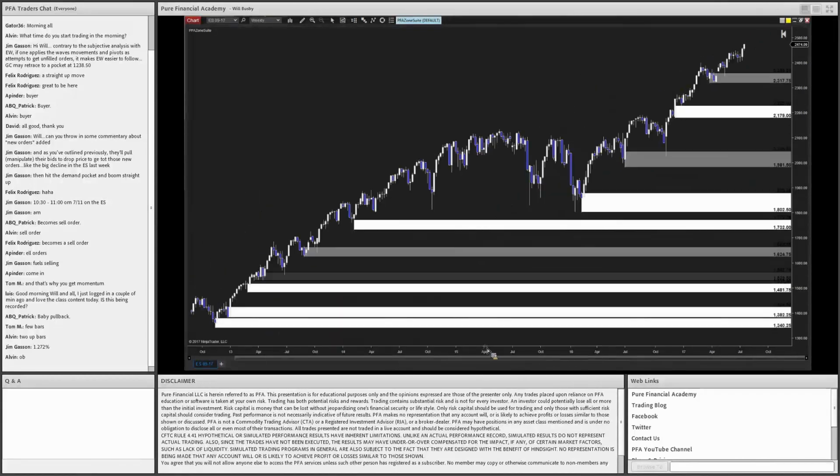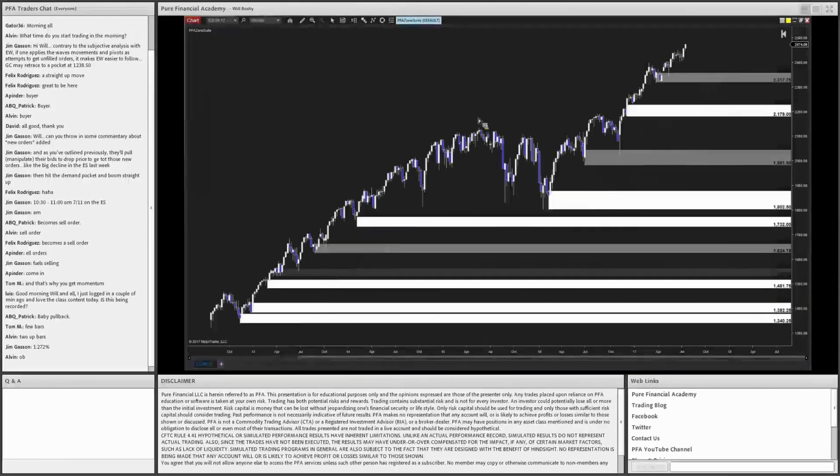So market structure, very, very important. Let's look at some levels, because a lot of people want to know about the levels, and guys, this is probably one of the top questions I get all the time. How do you define your levels? Well, I got this great tool that actually does it for me.